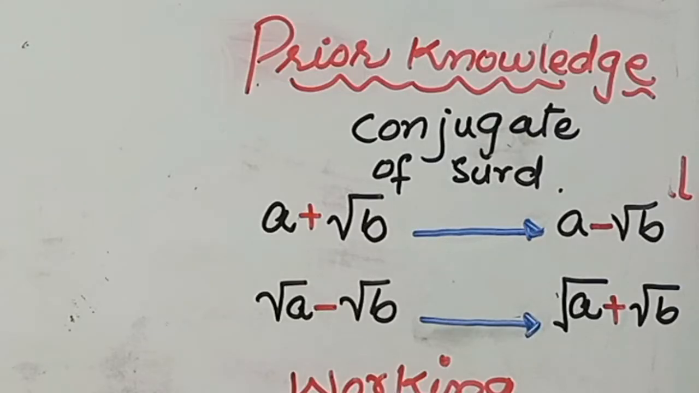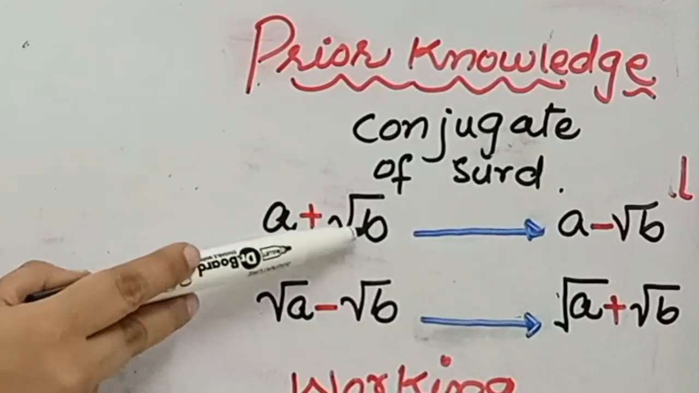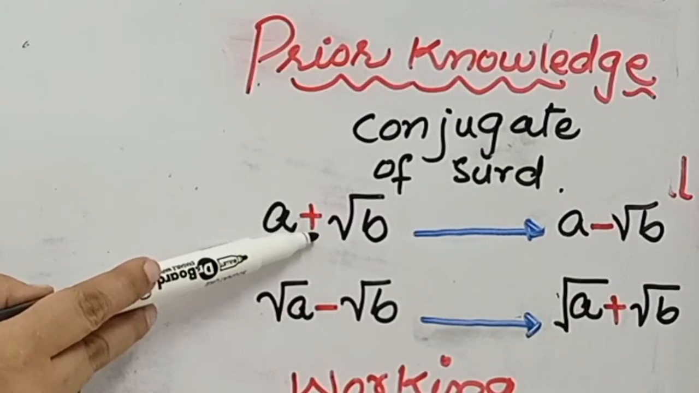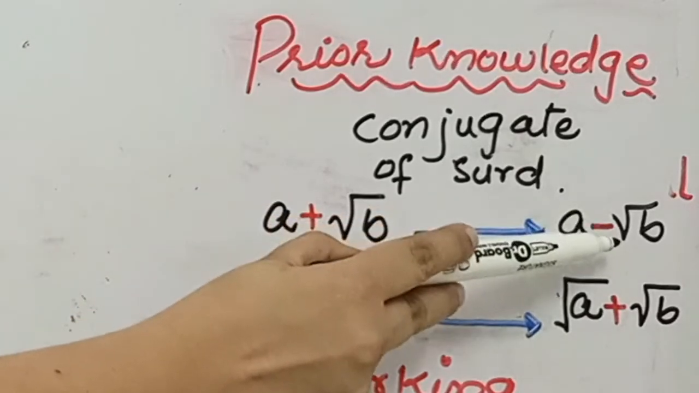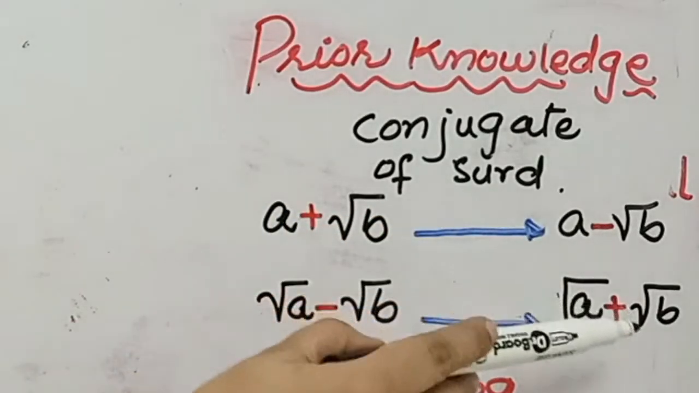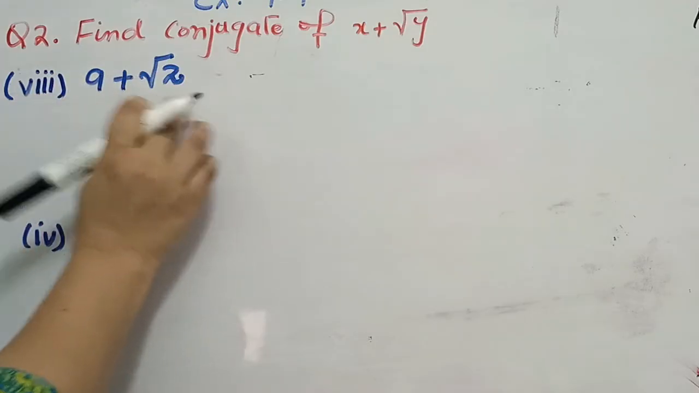In question number 2, you have to find out the conjugate of a binomial surd. So we know that whenever we are talking about the conjugate of a surd, if we have a binomial surd, then we have to change the sign in between the two terms. If it is addition, then we have to convert it into minus. If it is minus, then we have to convert it into addition. Fine. So here it is 9 plus under root 2.